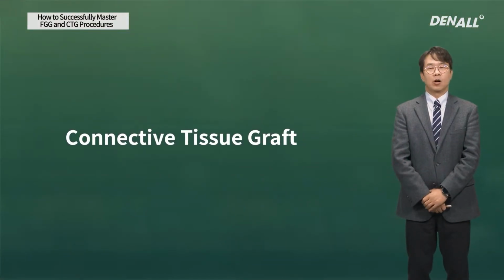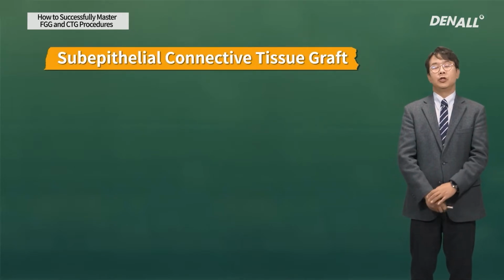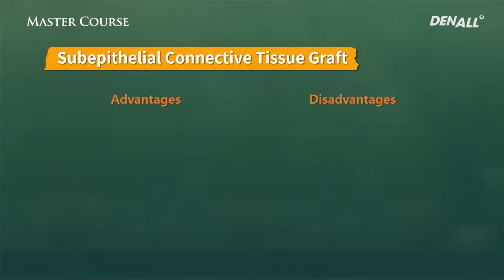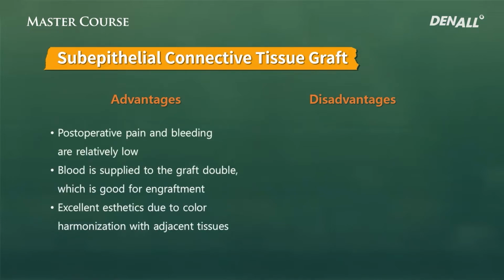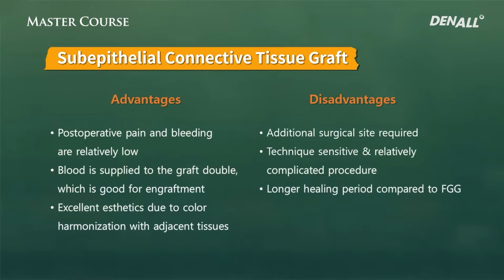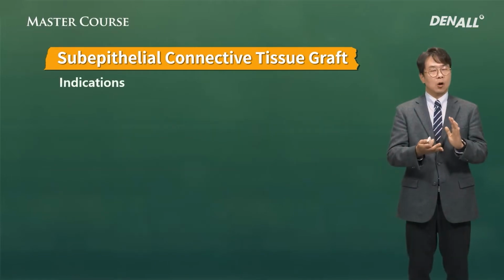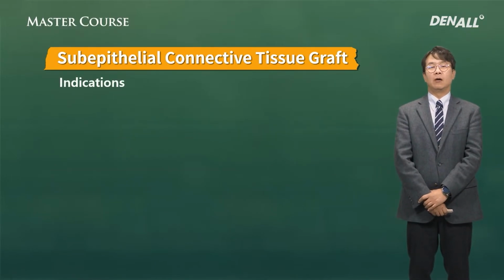Next, connective tissue graft. Just like a free gingival graft, there are advantages and disadvantages. Advantages: it can be quickly healed and it has good aesthetics. Disadvantages: an additional surgical site is required, it is technique sensitive compared to free gingival graft, and it also takes longer to heal compared to free gingival graft. That is talking about the healing of the inside. The exterior healing takes similar time.